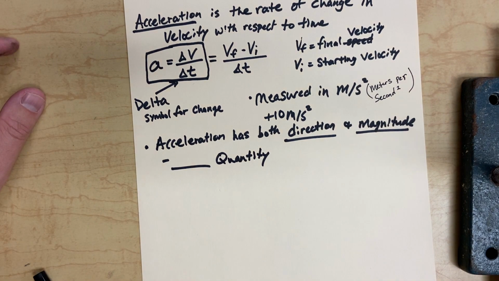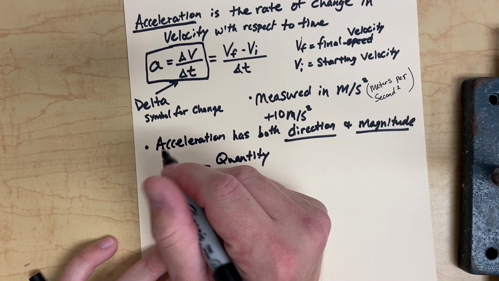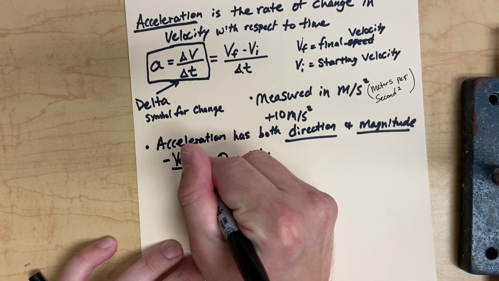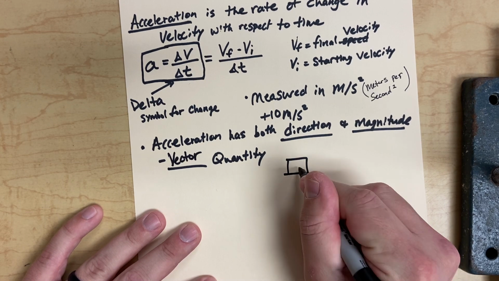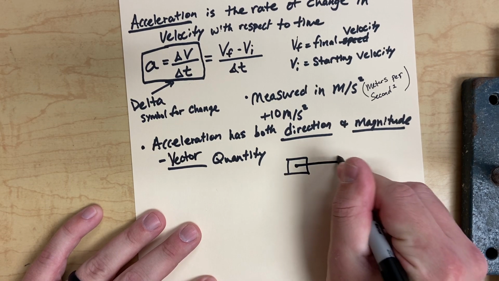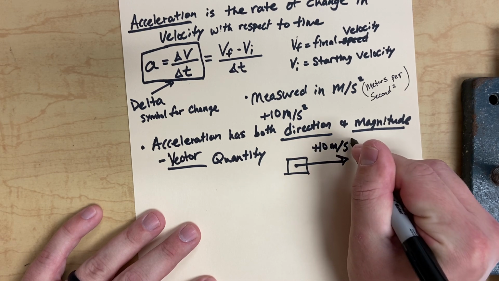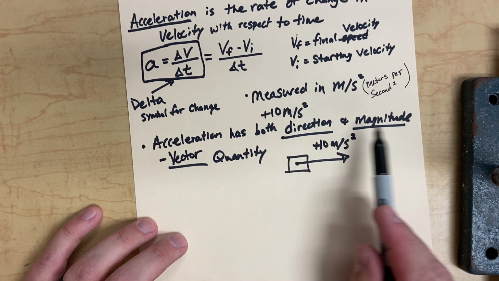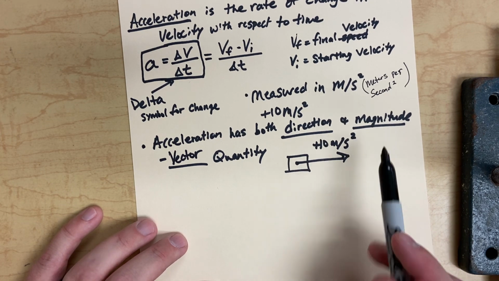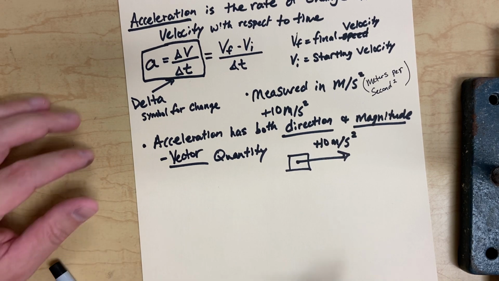What's the blank for? I'm asking basically, is it a scalar or a vector quantity? You know that vector quantities have both direction and magnitude, so this is a vector quantity. All right, so when you have your object, whatever it is, here's my car, and it's accelerating, it is going to be accelerating at plus 10 meters per second squared. Okay? The arrow represents the direction, and the plus 10 meters per second squared is its magnitude. All right? So it has a vector quantity of which direction it is going.